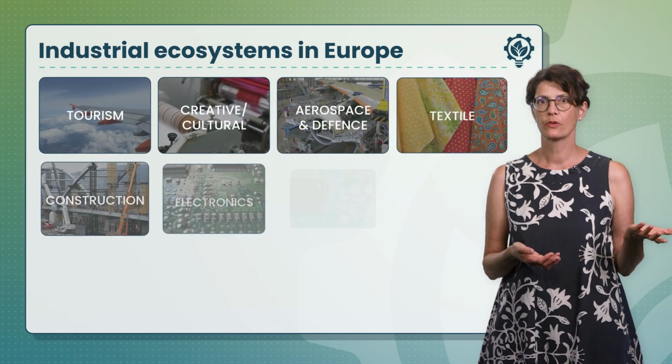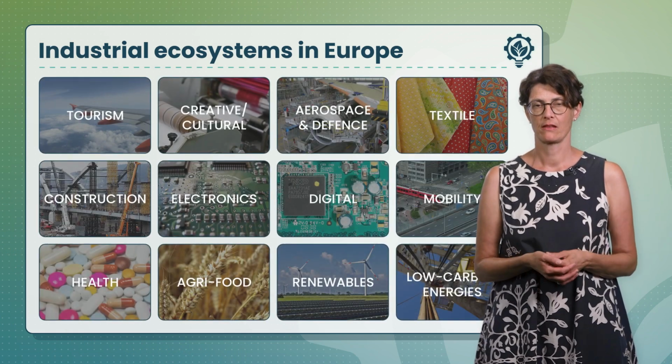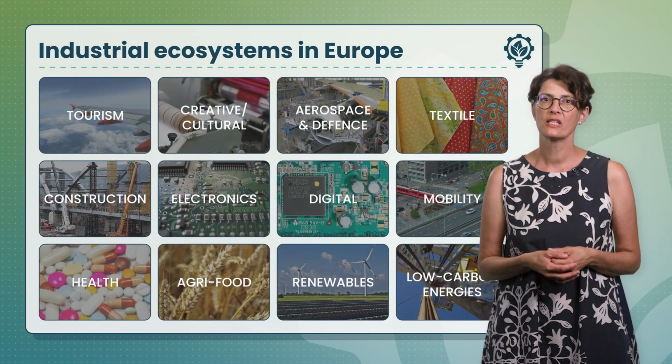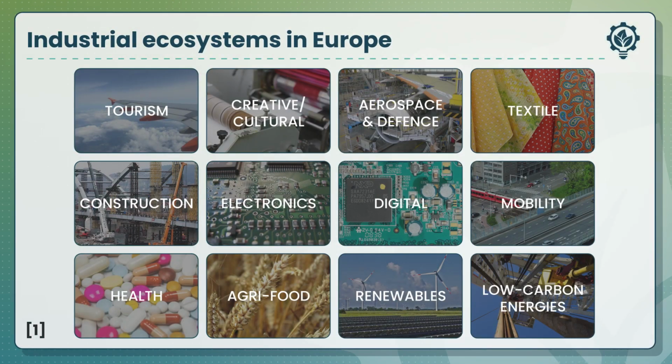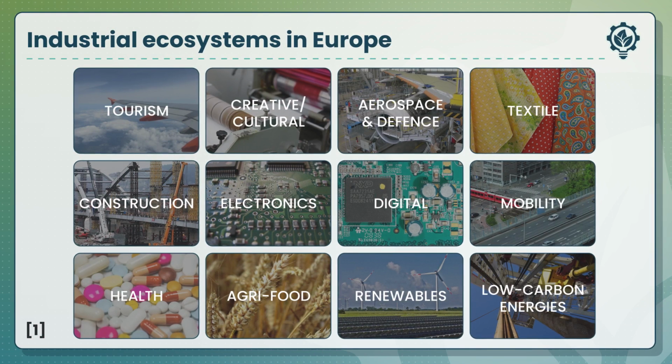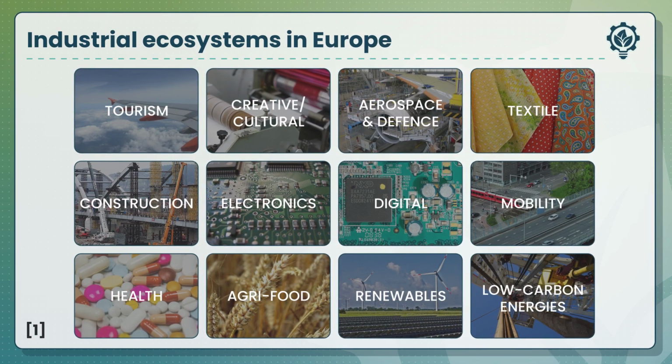The processing of goods requires chemicals. In this graphic, you can see the industrial ecosystems that require solvents. And what you should take from this picture is that nearly every industrial ecosystem requires solvents. If you want to see more details on the different industrial ecosystems, you can follow the link in the additional information.